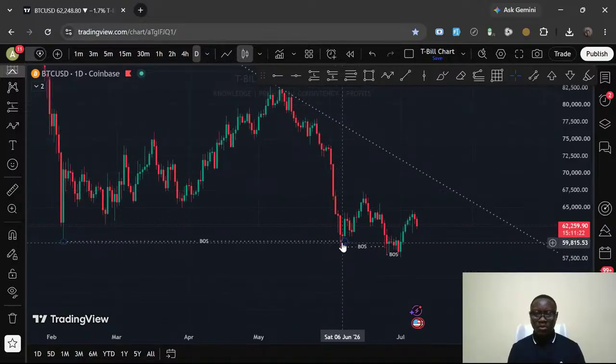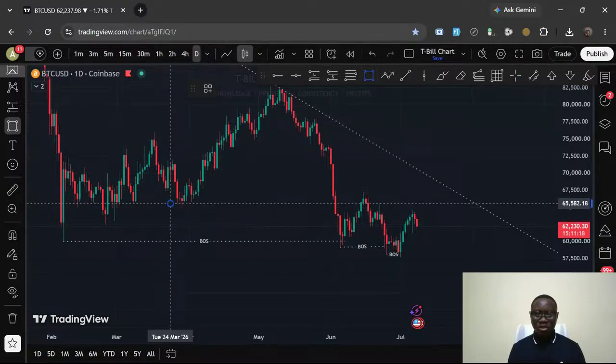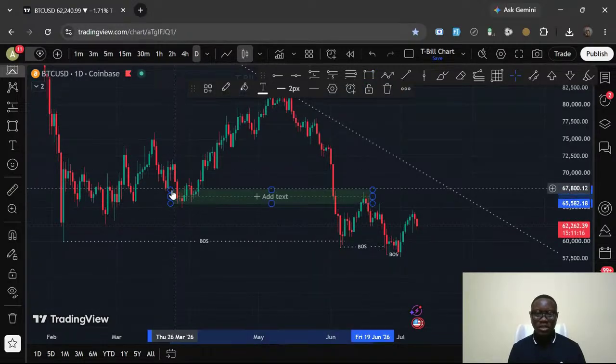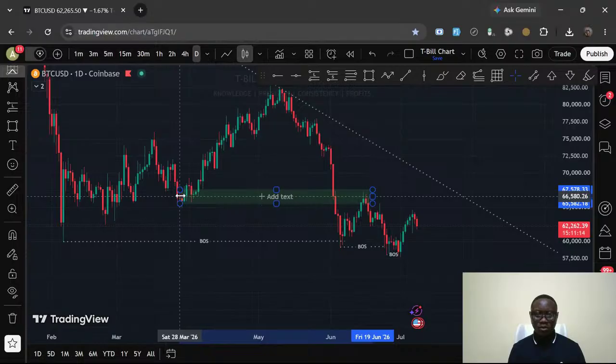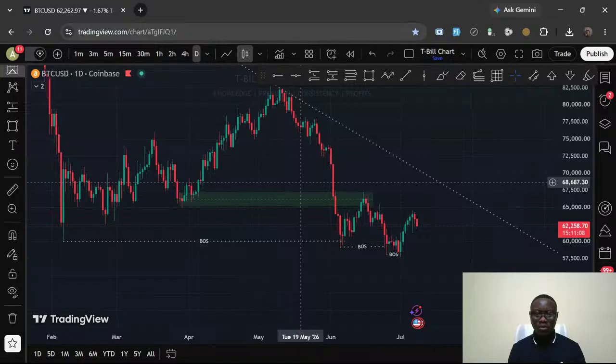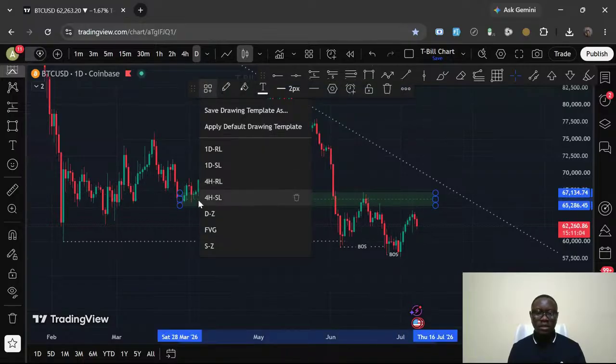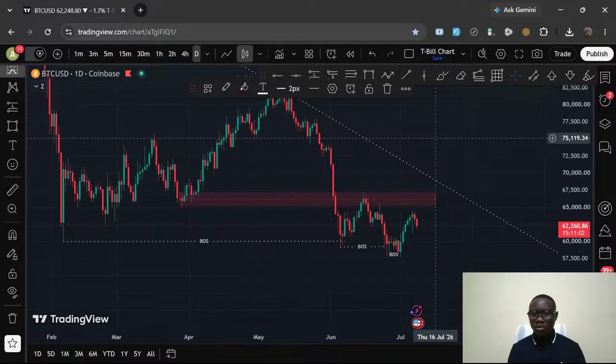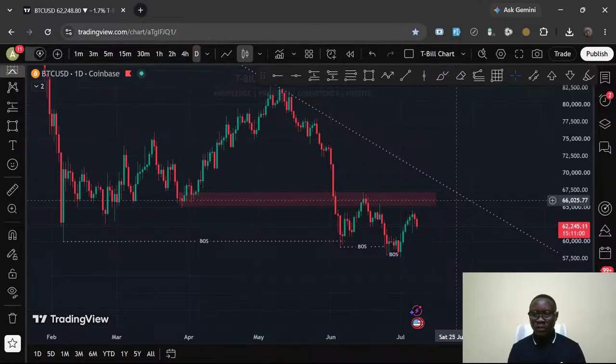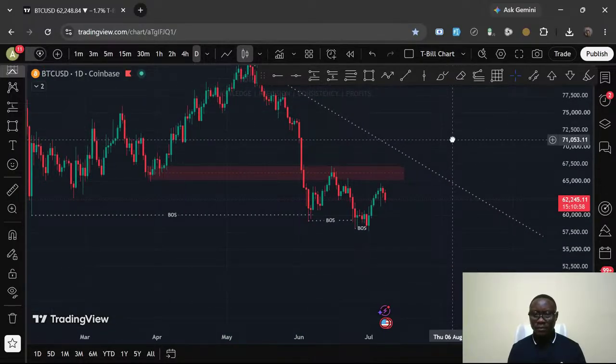Okay, so when price broke structure and pulled back, it tapped into this breaker block right here and reversed at this breaker block right here. Here's a breaker block. So the price reversed off of this supply breaker block zone.